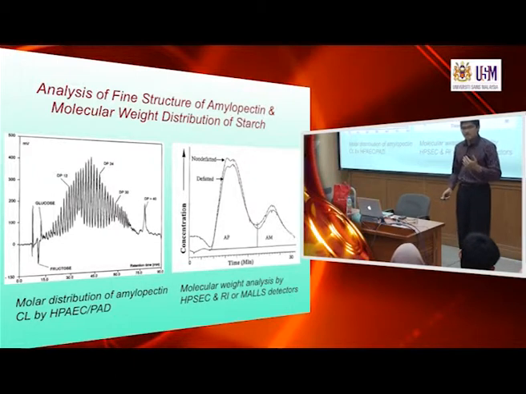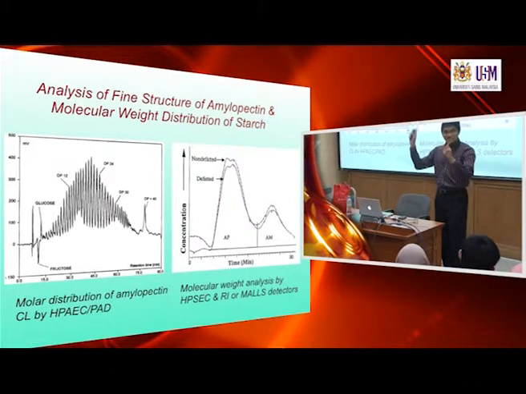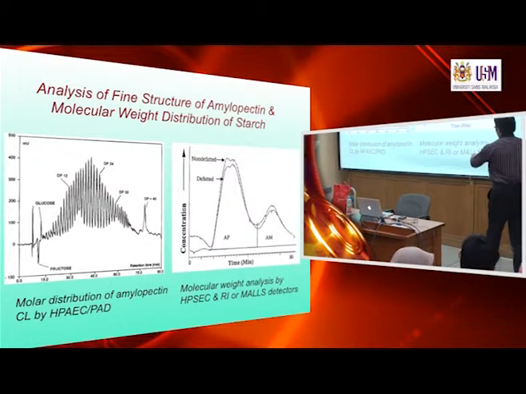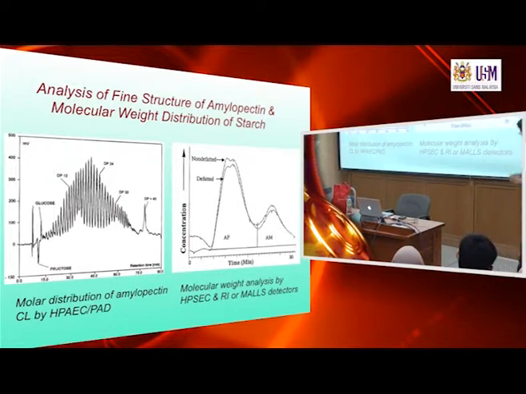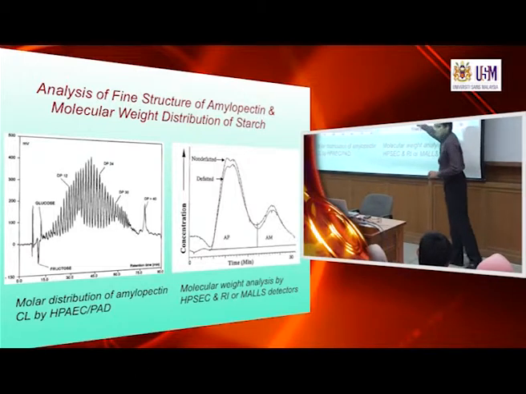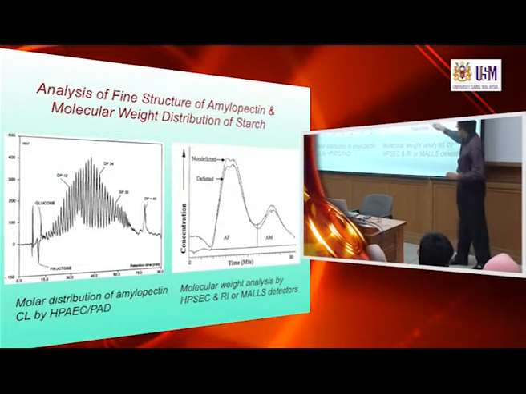So for example, from the HPAEC-PAD, this is a type of HPLC, high pressure anion exchange chromatography. The cost of the instrument is about half a million. We don't have it at USM. That's why I went to Hokkaido to learn about this technique. And this is what I got, a beautiful result. And what's the meaning of this? When we use this method, HPSEC, high pressure size exclusion chromatography with RI detector, this one with PAD detector, using these state-of-the-art detectors, we can see that we get two peaks here. This bigger peak represents amylopectin, and this smaller peak represents amylose.